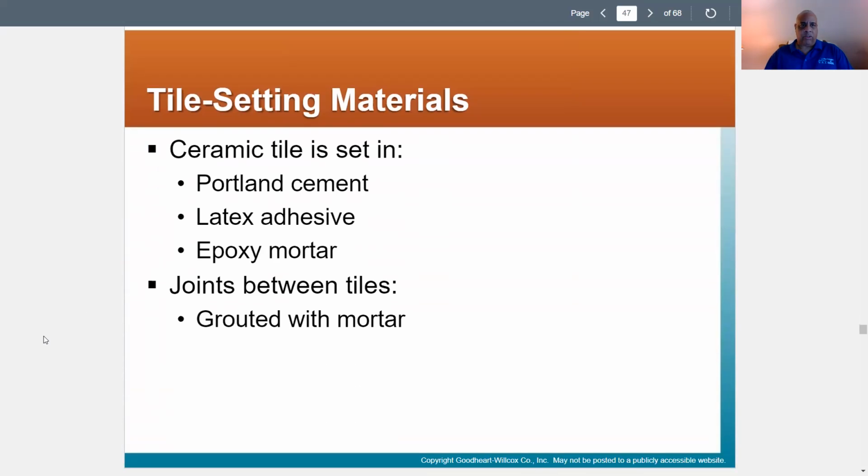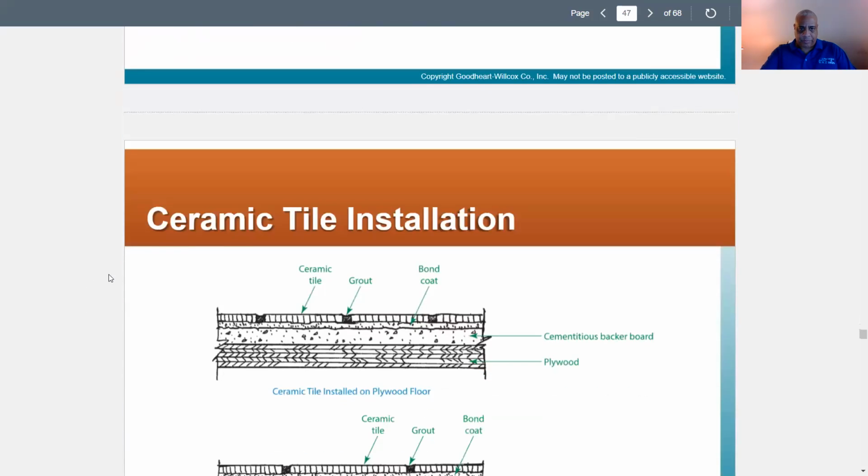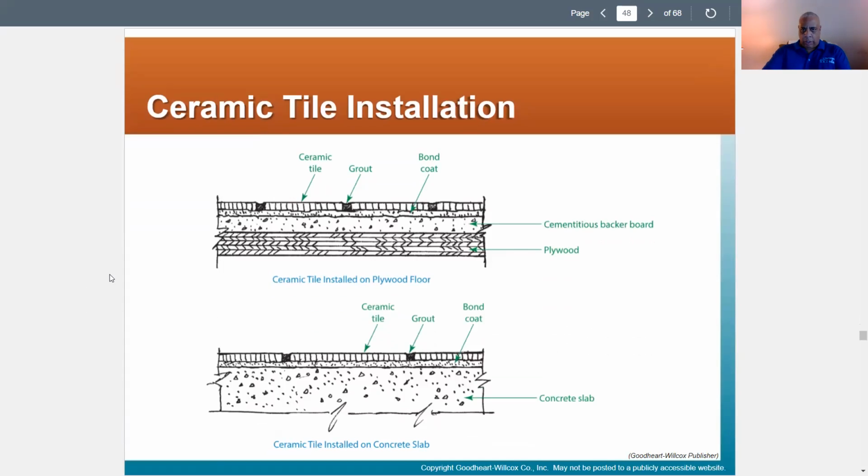Tile setting materials. Ceramic tile is set in Portland cement, latex, adhesive, epoxy mortar, and joints between tiles. You have a lot of mortar that grouts the joints between tiles. These are what your plans look like. And you should understand how to read plans, because all your materials are going to be right on your plans, and you're going to have your general notes to tell you this information as well.